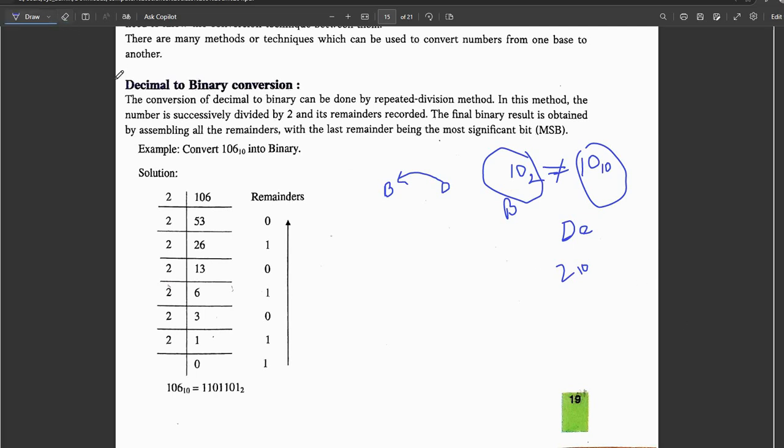So here, as you can see, I'm writing some base. Okay? I'm telling you that this is the base. So what is base?